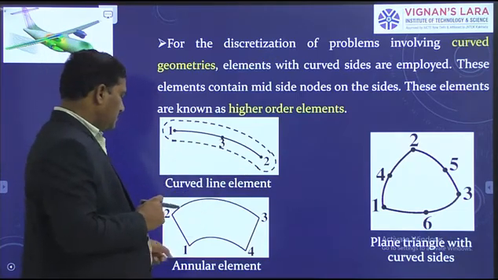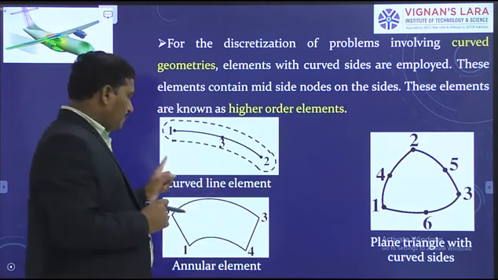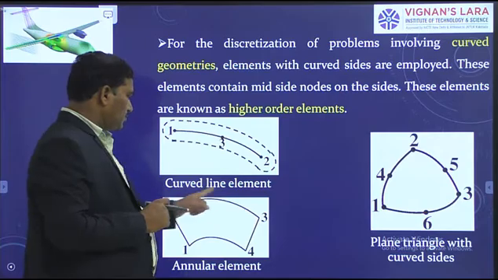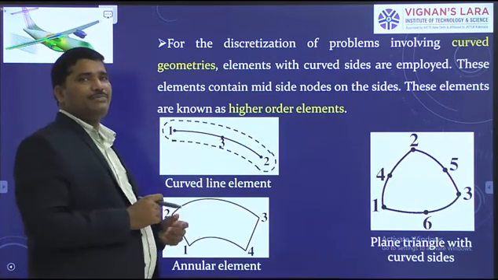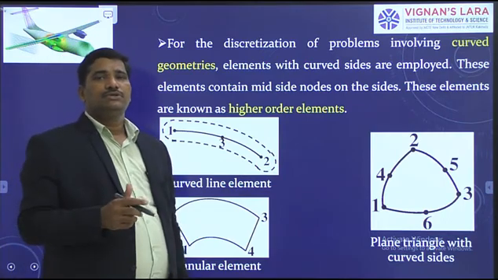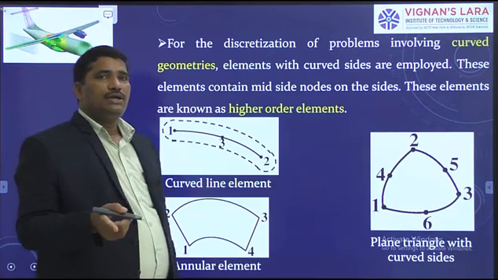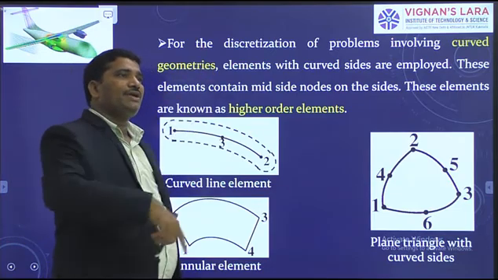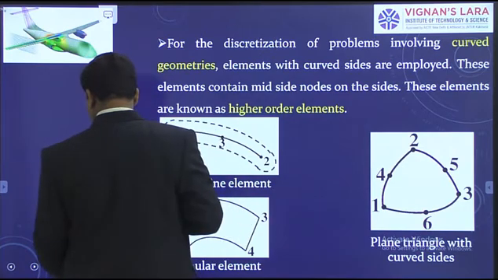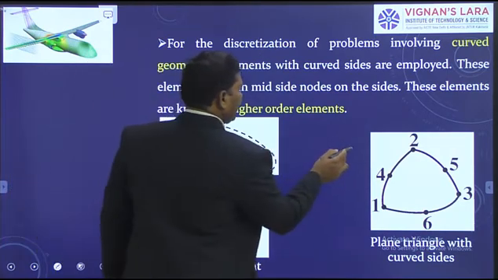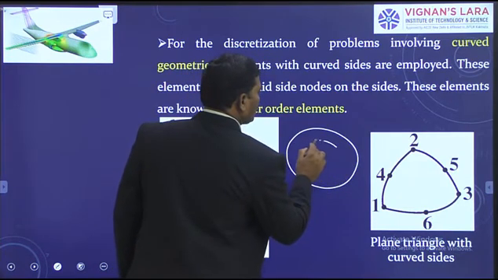Next one. See this. This is an angular element. How many nodes does it have? 1, 2, 3 and 4. You can use this type of element to model or to idealize a circular plate having a hollow portion at the center. For example, I draw the figure. I take a circular plate like this with a hollow portion at the center.